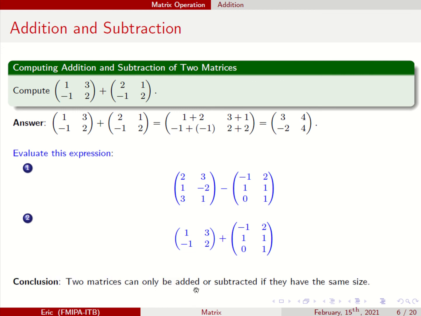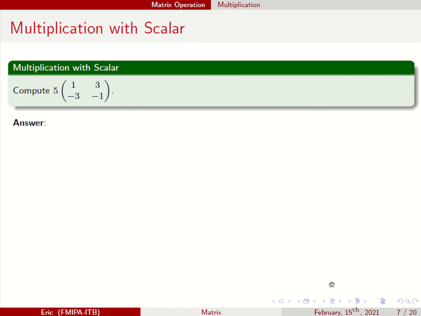Conclusion: two matrices can only be added or subtracted if they have the same size. Okay. And what about multiplication with a scalar? If you have multiplication with a scalar, you multiply it per component. So you have 5 times 1, 5 times 3, 5 times minus 1.